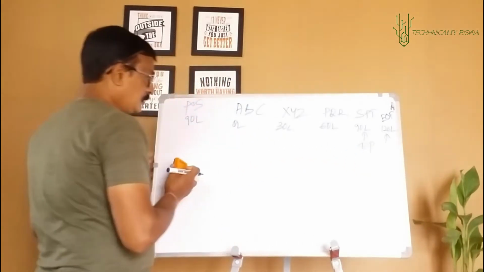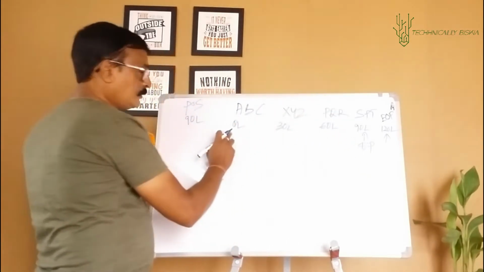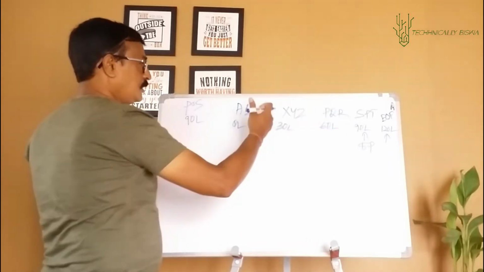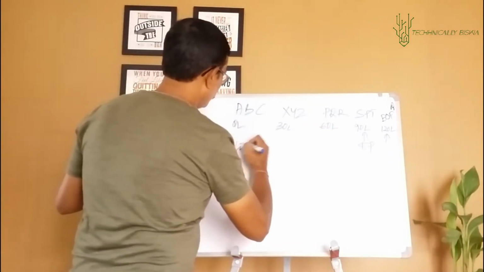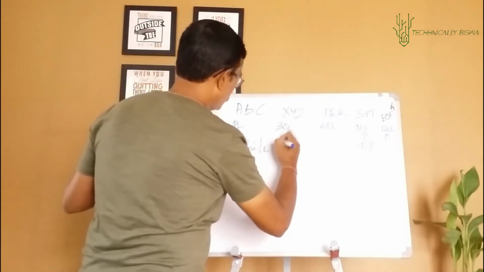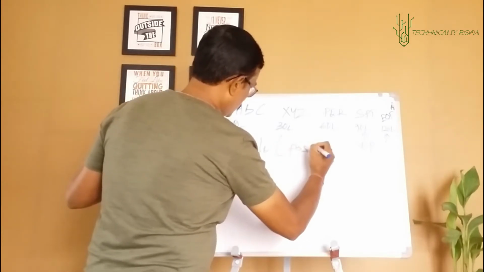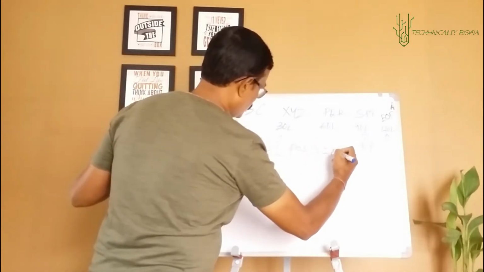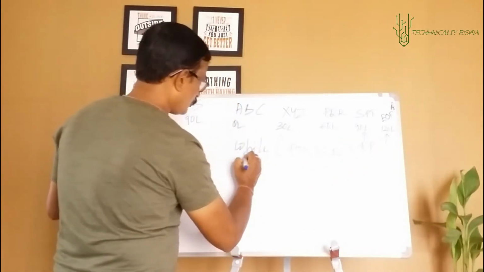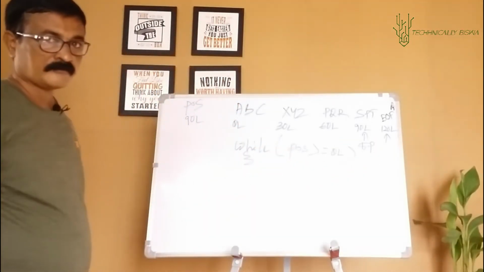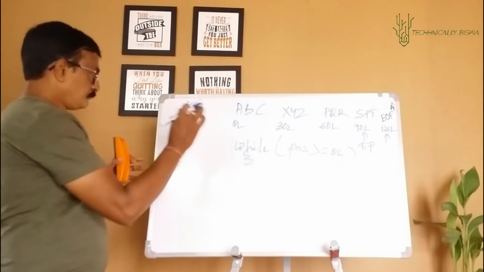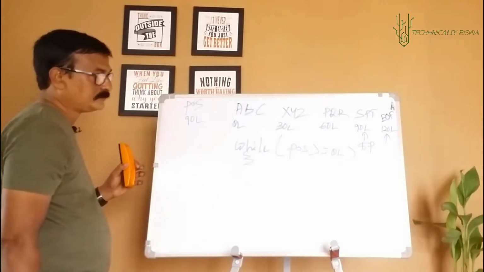Now what do you do? From 90L you will be moving to where? 0L, to read them in reverse order. So your loop will be this: while pos greater than equal to 0L. This will be your loop. Got this, I hope? Moving from 90L to 0L.